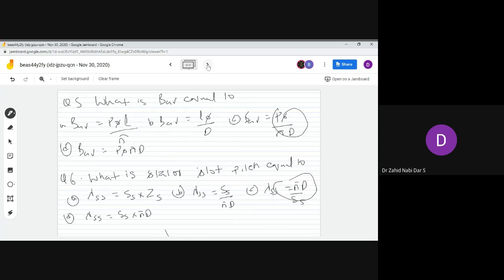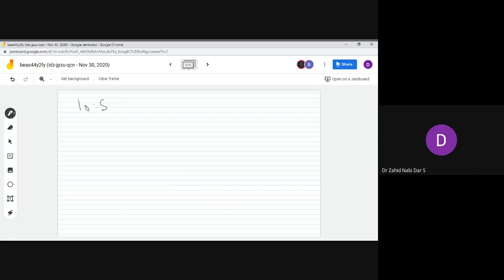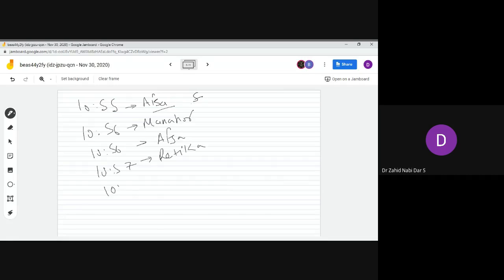So if I have to write the names, at 10:56, although Afsa answered at 10:55, it was only 5 questions. Then at 10:56, we see Manohar with the correct answer. Then after that, 10:56 point something, Afsa, because initially one was wrong. Then at 10:57 we have Ratika, and similarly at 10:57 we have Navita Shri KS. So this is how it goes.